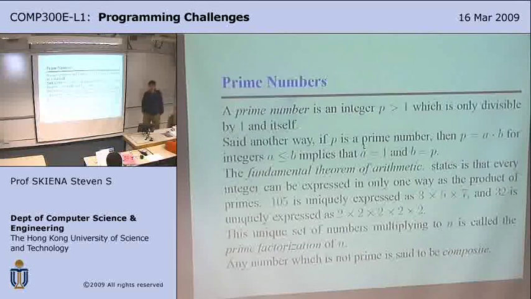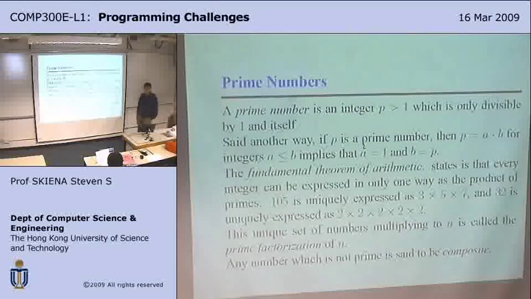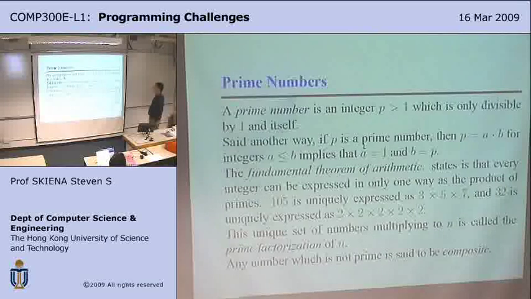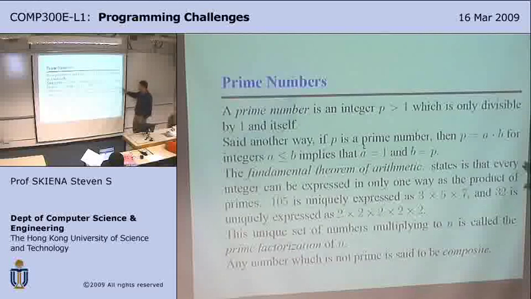Okay, so when we talk about divisibility, the fundamental atoms of divisibility are things called prime numbers. A prime number is an integer which is only divisible by 1 and itself. That's prime numbers. We'll talk a little bit about how you find them.